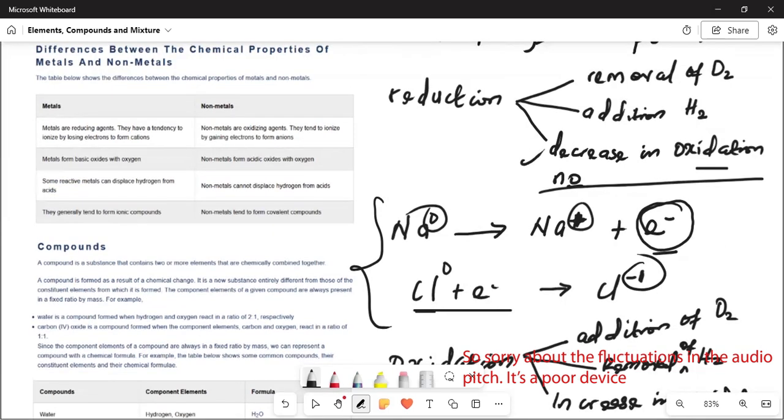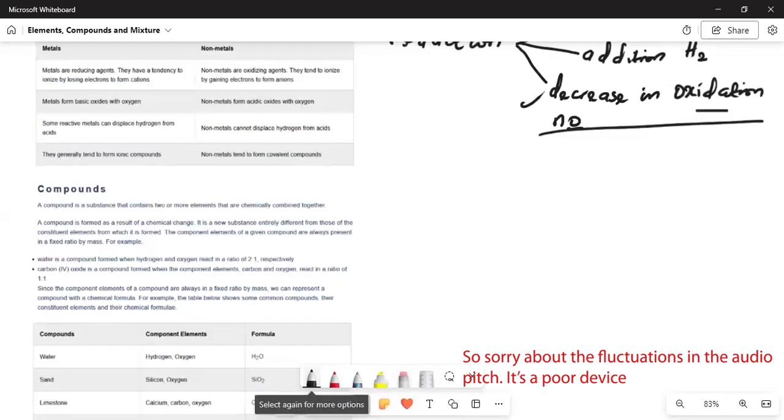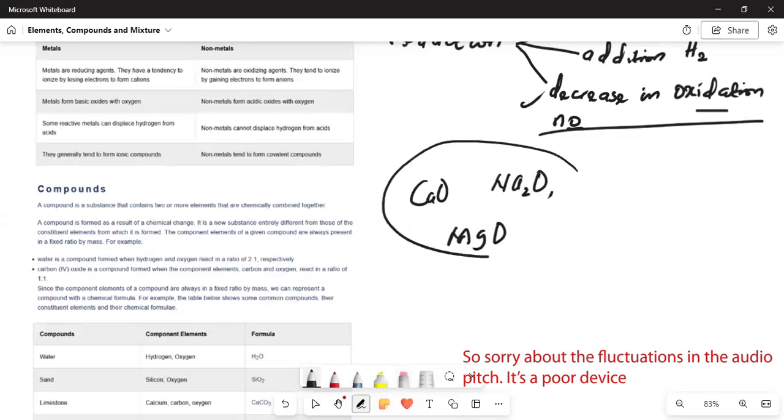And another difference is that metals form basic oxides with oxygen, while non-metals form acidic oxides, something like calcium oxide or sodium oxide, magnesium oxide. All of these can dissolve in water to form bases. So we say that metals are what? They form basic oxides, while non-metals form acidic oxides with oxygen. That is, when non-metals combine with oxygen, they form acidic oxides.